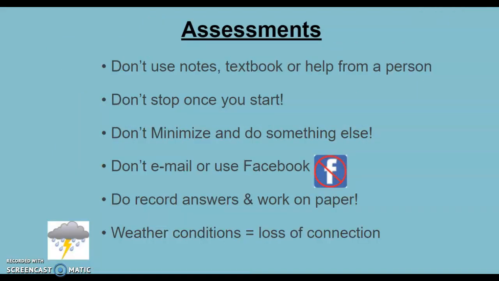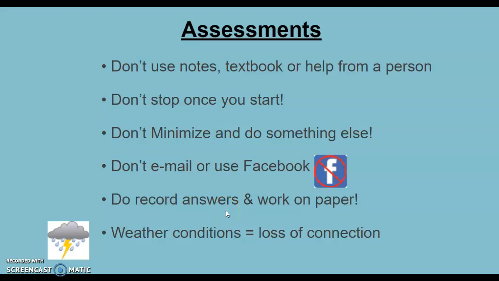So for your assessments, which are all of your quizzes and tests, which make up your grade for the course, you cannot use notes, your textbook, or help from anyone else. Once you start your quiz, you can't stop and come back to it. Don't minimize and try to do something else on the computer while you're working on your quiz or test. Don't use email or Facebook.